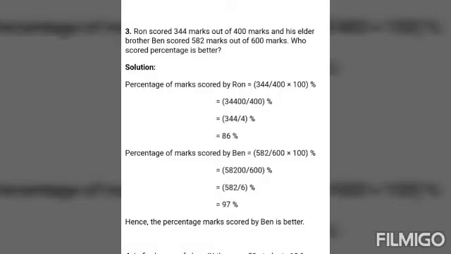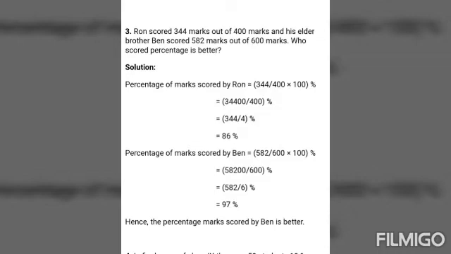Now students, next question. Ron scored 344 marks out of 400 marks and his elder brother Ben scored 582 marks out of 600 marks. Who scored better? As we have discussed earlier, whosoever's percentage is greater, that person scored better. So we have to calculate the percentage of marks scored by Ron. Ron scored 344. 344 divided by 400 multiplied by 100.